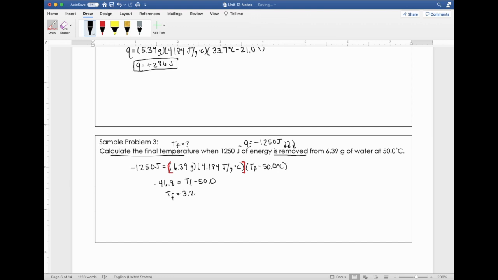3.2 degrees Celsius. Now, if you didn't make your Q negative, you would have gotten a temperature that is higher than 50. And that doesn't make sense because if I'm removing that much heat energy, it has to be less than that. It's not going to be more. So just be careful with your positives and negatives as you're working through these problems.